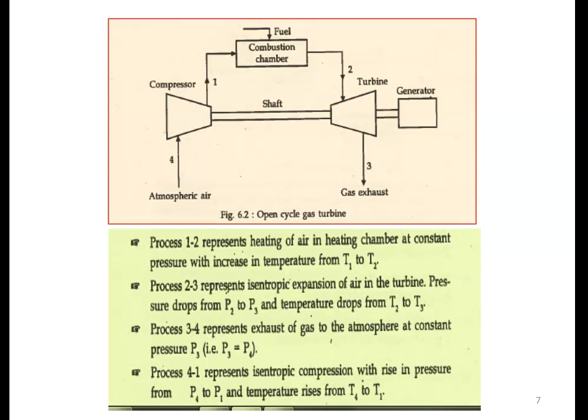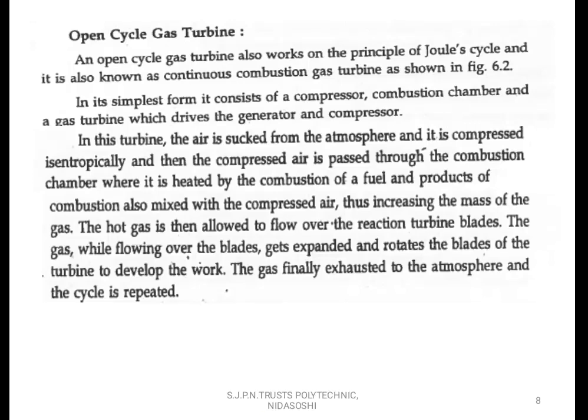The hot gas is then allowed to flow over the reaction turbine blades. The gas, while flowing over the blades, gets expanded and rotates the blades of the turbine to develop the work. The gas is finally exhausted to the atmosphere and the cycle is repeated. Next, this is the working of the open cycle, some of the important points on how the open cycle gas turbine works.